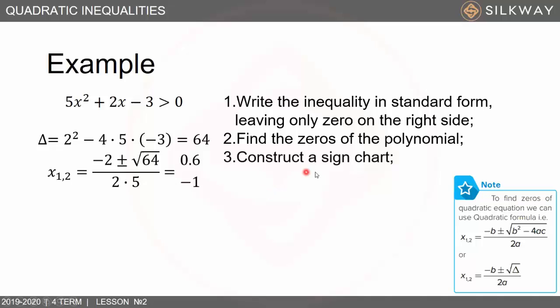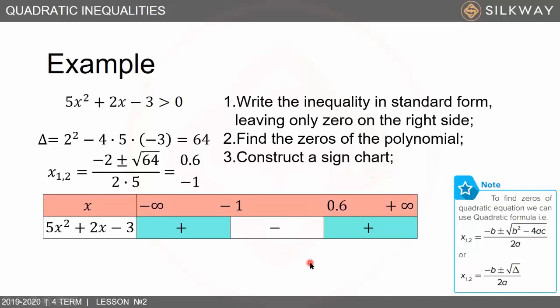Okay, then third, construct the sign chart. Here we have our polynomial, and here we write our roots. And then we put our signs. We look at a. A is a positive number. A is 5. From that, we write here the same sign as a. We write plus here, plus. And between our zeros, we write the opposite sign, minus.